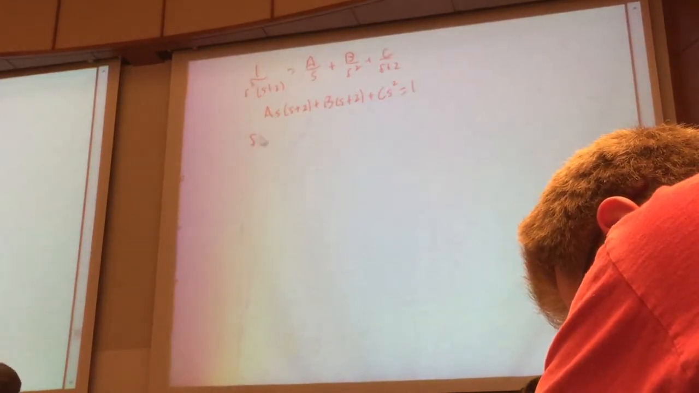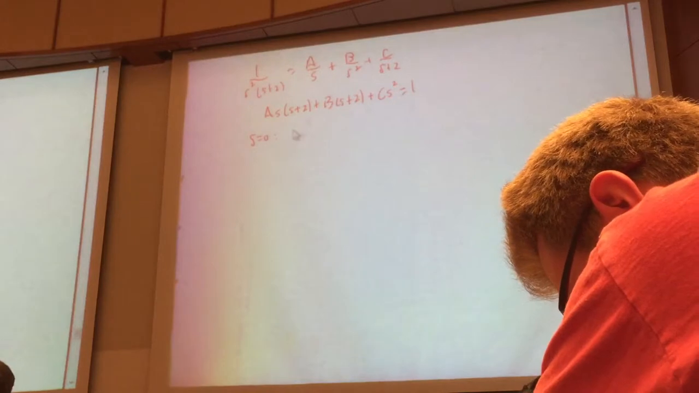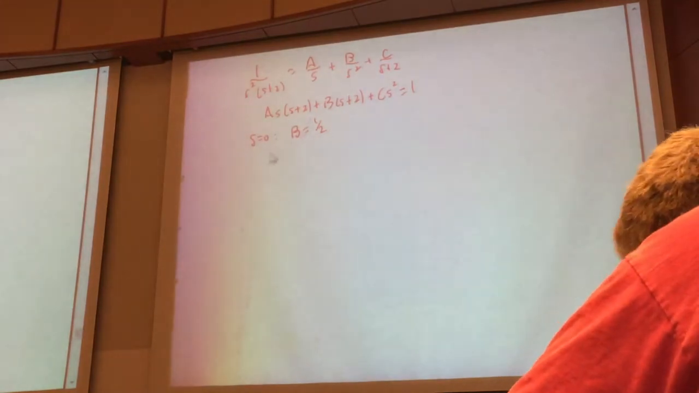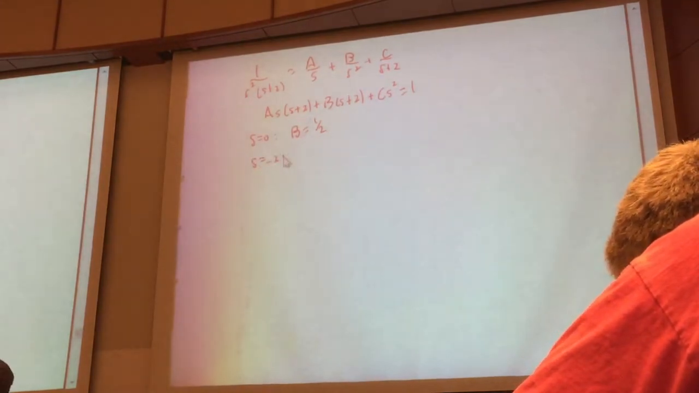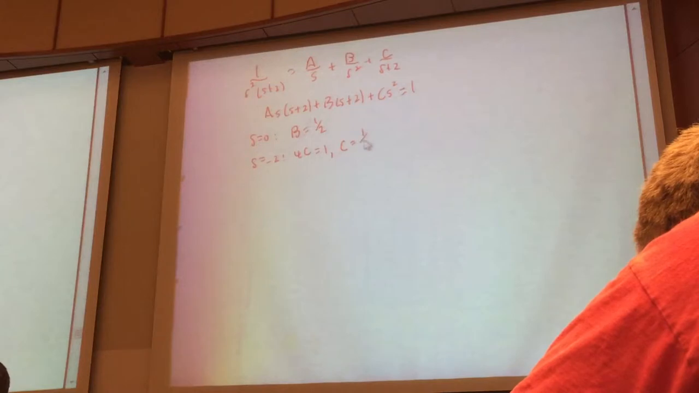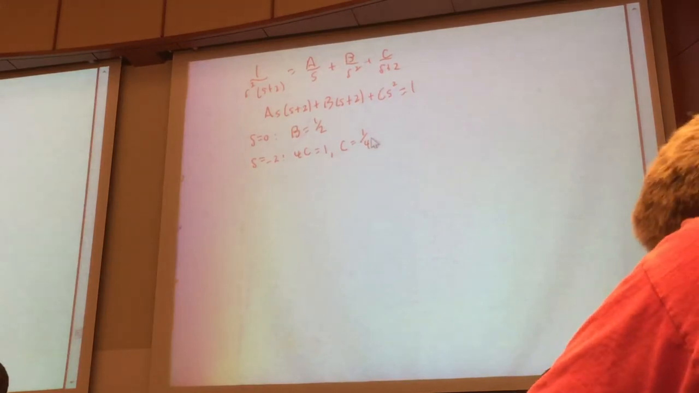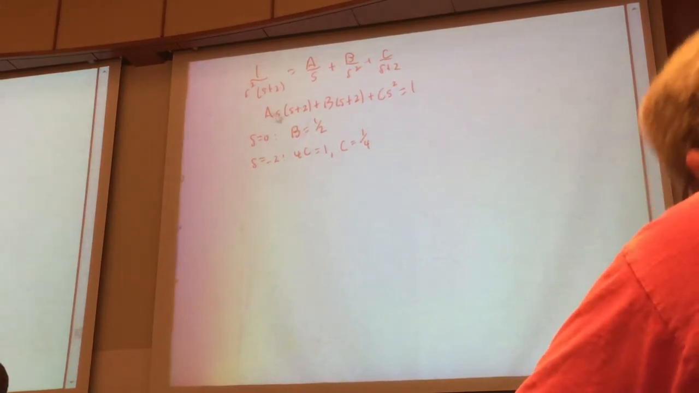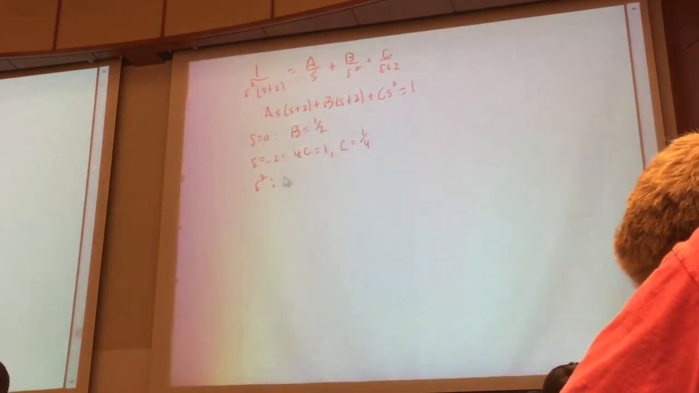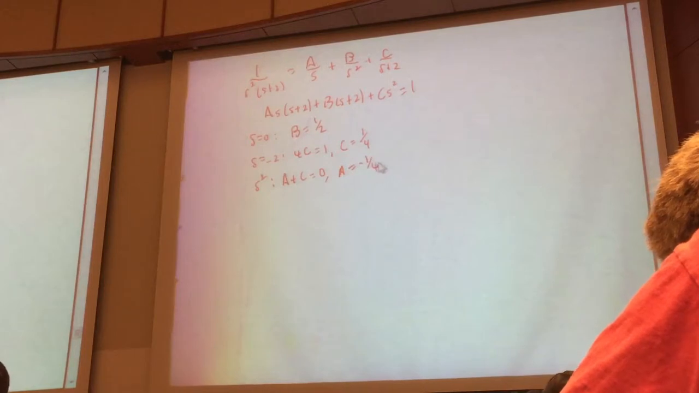We do the obvious. I'm going to set s equal to 0. Add 0. Add 0. 2B is 1. B is 1 half. I'll set s equal to minus 2. So that's 0. That's 0. 4C is 1, C is 1/4. Okay, and now, I've run out of numbers, so I resort to my usual thing. There's an A s squared and a C s squared. So I look at the s squared term, A plus C is 0, A is minus 1/4.